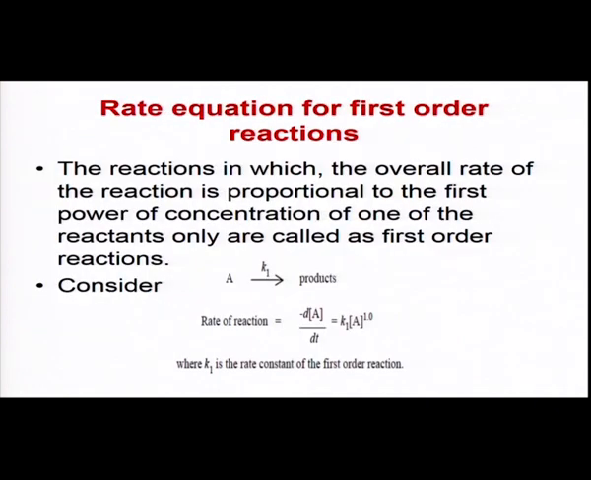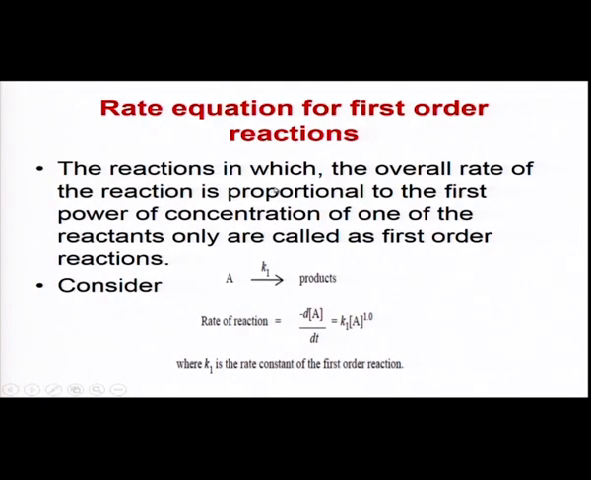Let us simply derive the first order reaction rate equation or the rate constant for a first order reaction. In the first order, the rate depends on the concentration of only one reactant. So, the first order reaction is one in which the overall rate of the reaction is proportional to the first power concentration of one of the reactants only, and hence these types of reactions are called first order reactions. Let us say reactant A alone takes part in a particular reaction and is getting converted into products, and the rate of the reaction, as we have seen before, is equivalent to minus change in concentration of the reactant with respect to change in time.